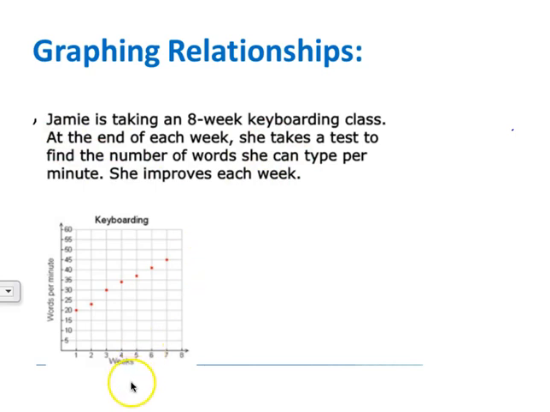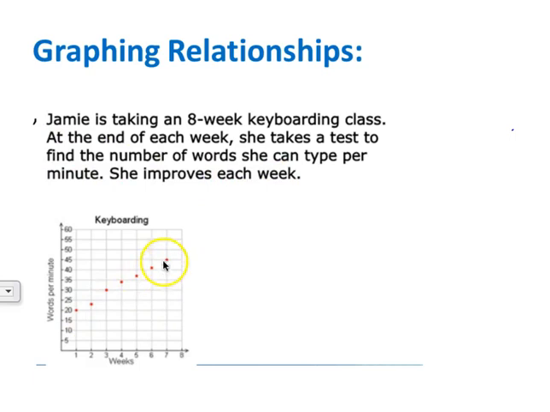I looked at this graph and I looked at the labels of our X and Y axis, and that really allowed me to see right away what this situation is all about and what two things we're comparing. So just by looking at labeled axes of graphs, it tells us a lot of information about what we're looking at. So let's come back up here and read through this example. It says Jamie is taking an 8-week keyboarding class. At the end of each week, she takes a test to find the number of words she can type per minute. She improves each week.